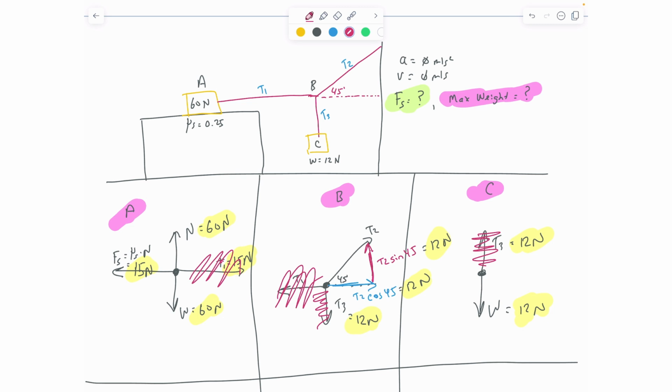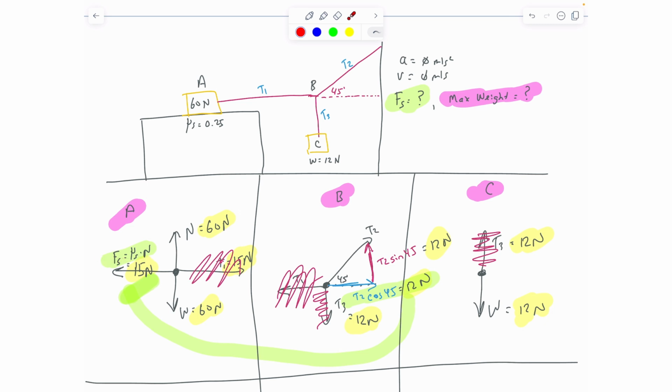And so really what you have, at the end of the day, is this 15 newtons maximum of static friction on one side, and on the other side you have the T2 cosine 45, right? So this T2 cosine 45 is pulling in this direction, and the static friction is pulling in this direction. The tensions are just internal.